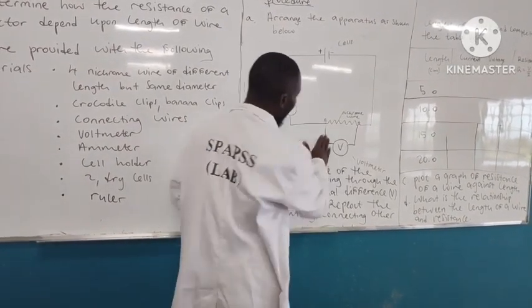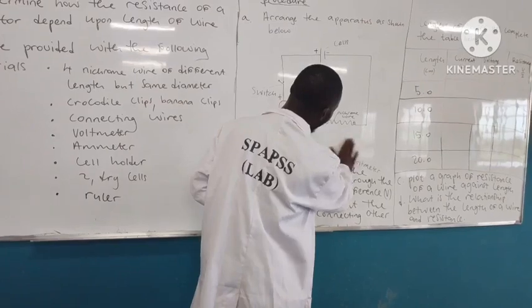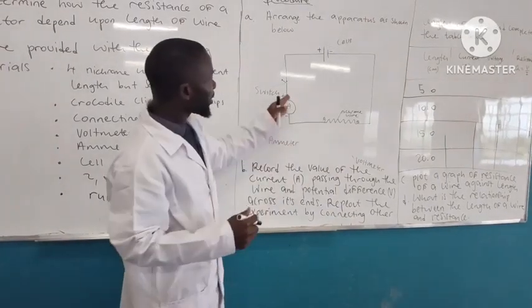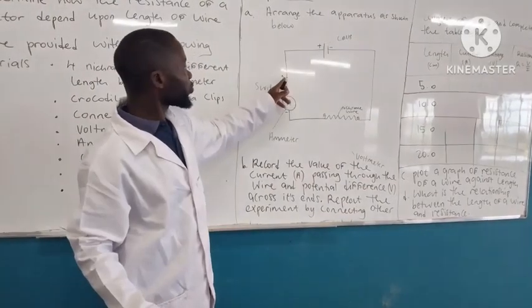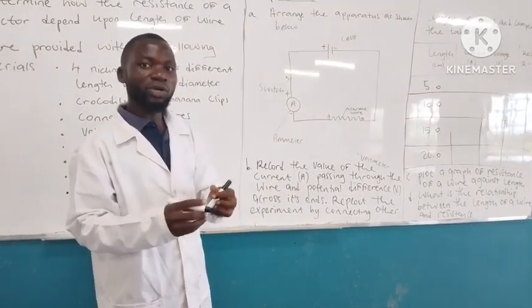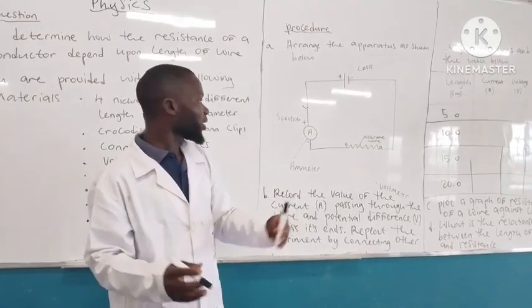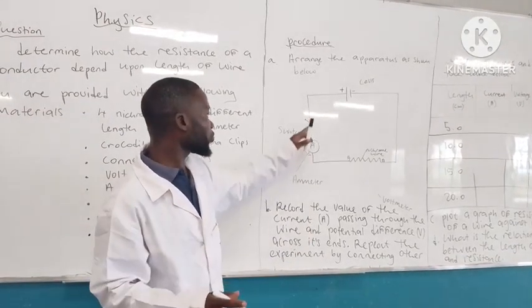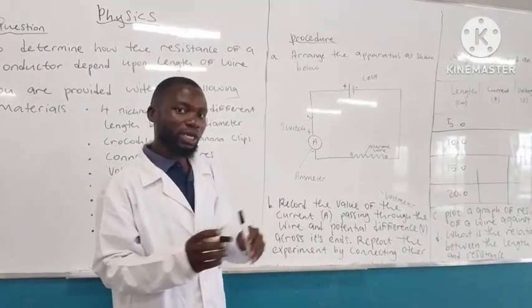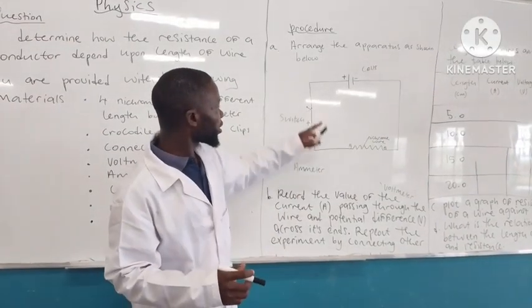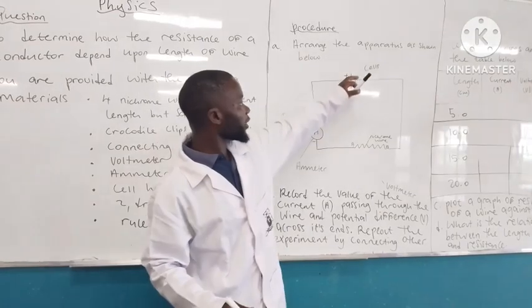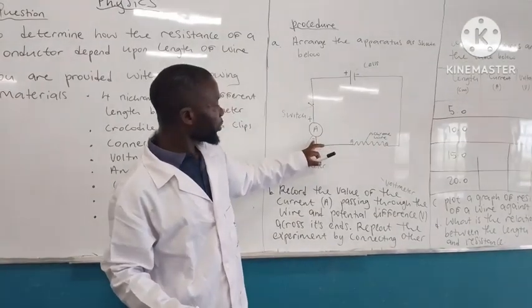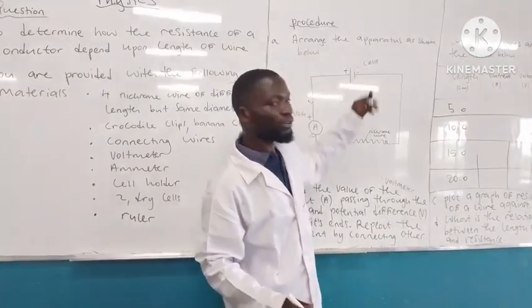So if we remove this symbol of the voltmeter, our diagram will look like this. We have the positive side of a cell, then a switch. It doesn't matter how you connect a switch at both ends, it doesn't have a positive or negative. So a switch, then the ammeter. The positive is connected to the positive. Then the negative should be connected directly to the negative side of the cell.